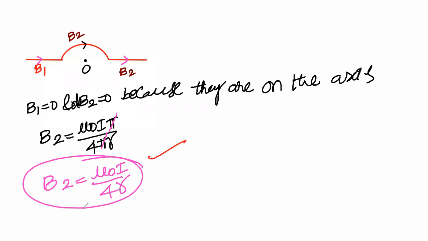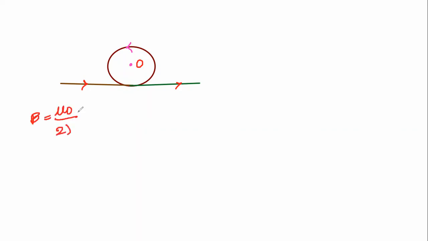This is that magnetic induction. Instead of that, if it is a loop like this, and the current is flowing in the anti-clockwise direction, then the magnetic induction at the point O is B is equal to mu naught divided by 2r into 1 plus 1 divided by pi. How does it come? It is a combination.